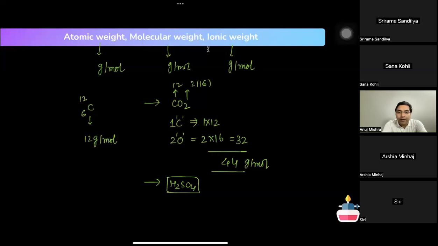Are we multiplying by the atomicity of the molecule to get the answer? Perfectly, Kaumudi. You are multiplying the atomicity, so once the molecule is known, you multiply and get the answer. Okay. Yeah, H2SO4, what is the molecular weight? Please type in chat box.